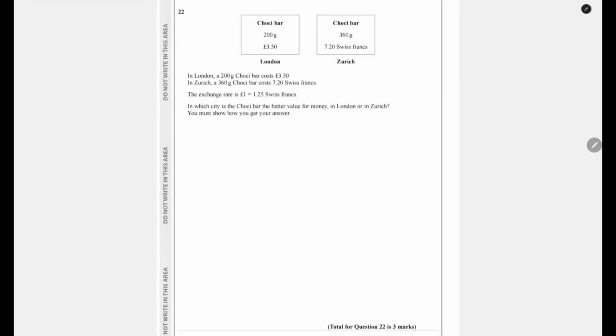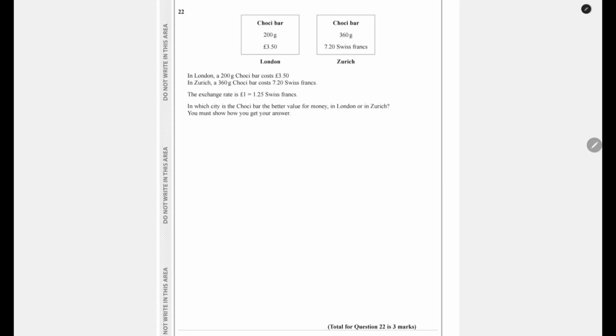Question 22 says, in London, a 200-gram chocolate bar costs £3.50. In Zurich, a 360-gram chocolate bar costs 7.2 Swiss francs. The exchange rate is £1 to 1.25 Swiss francs. In which city is the chocolate bar the better value for money? In London or in Zurich? You must show how you get your answer.